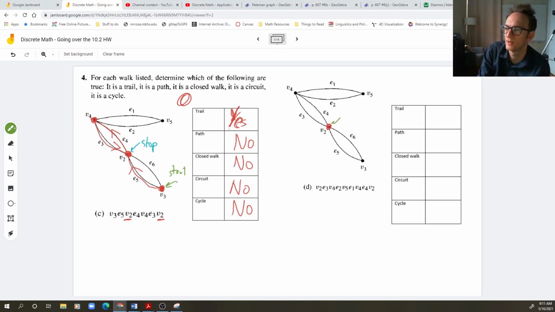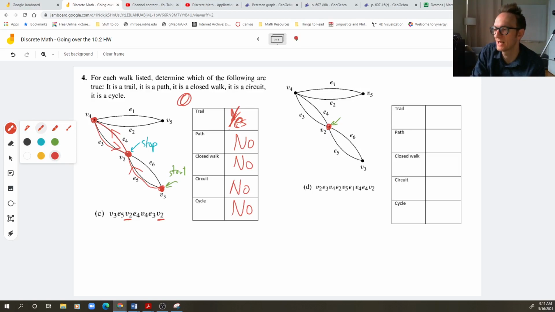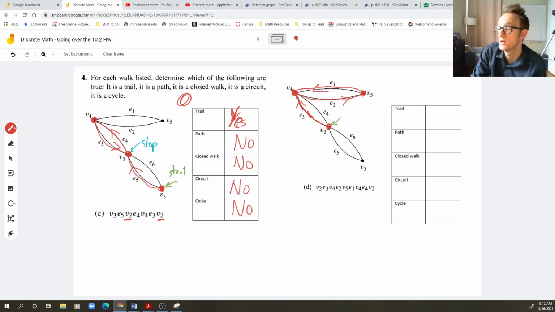And we got a little bit of this going on. And what do we do? It's getting more complicated, I guess. V2, so via E3 to V4. And then from V4 via E2 to V5. And then via E1, yikes, back to V4. And then E4. And then back to V2. So now this one just goes like wah, wah, wah, wah.